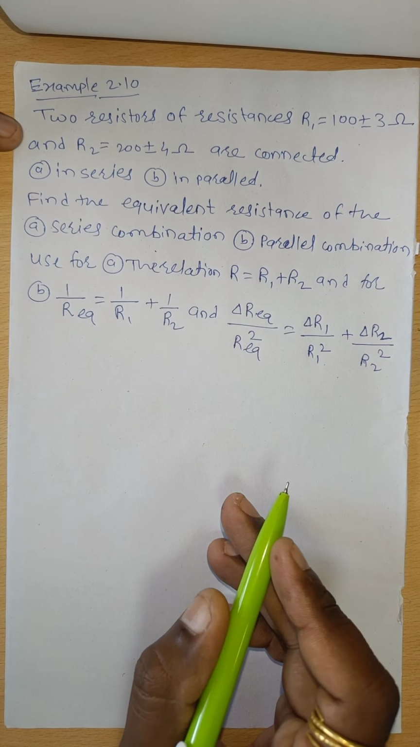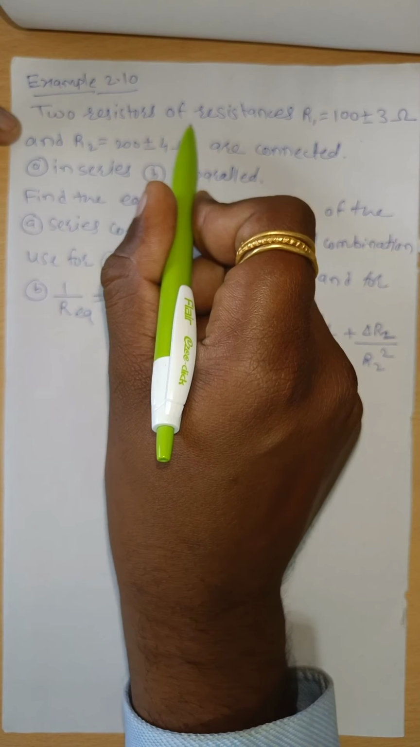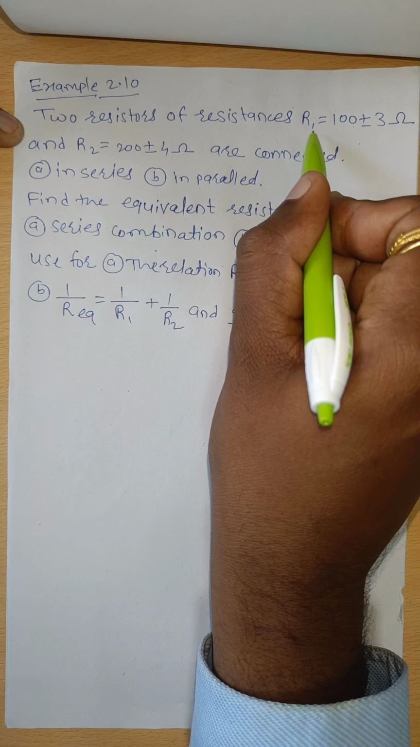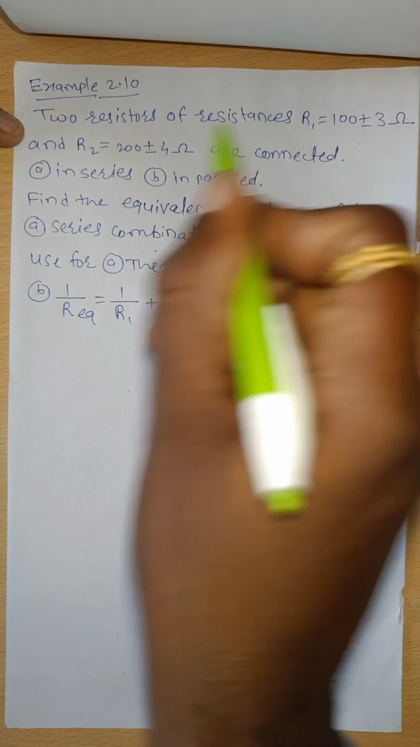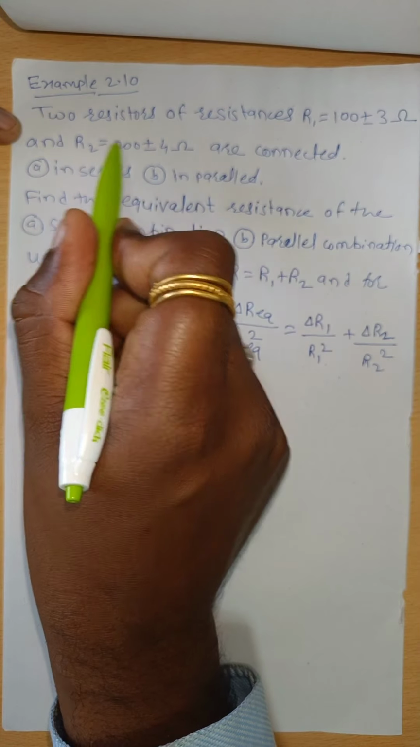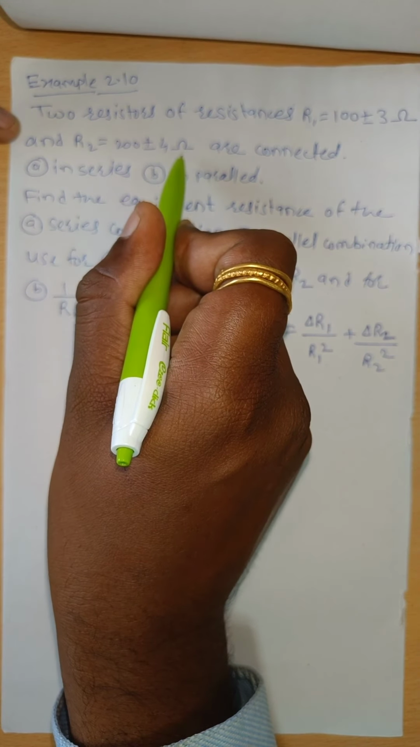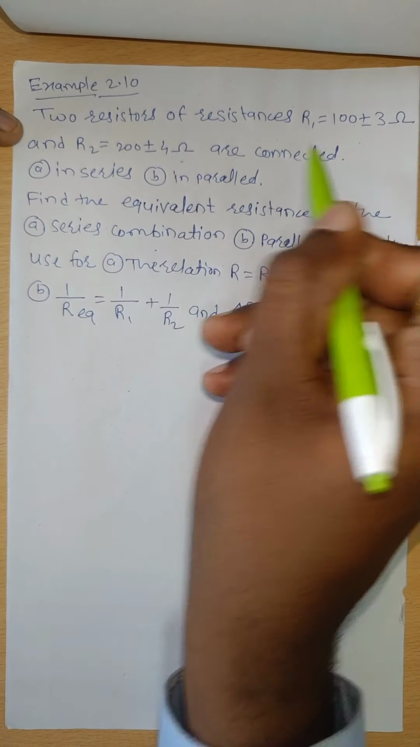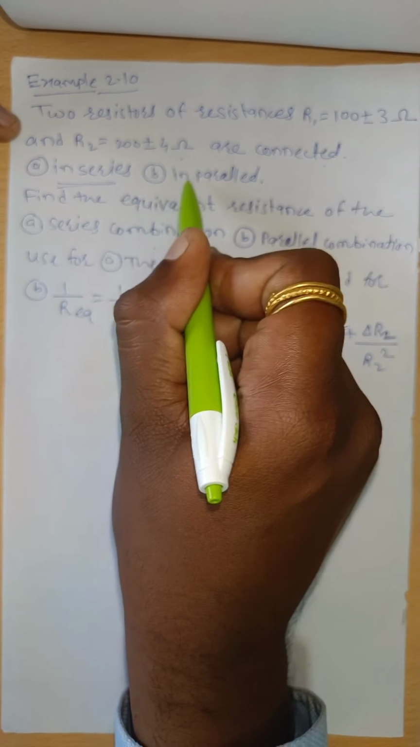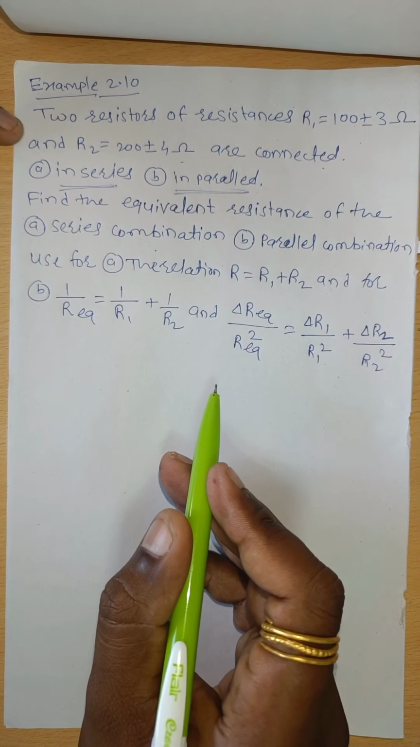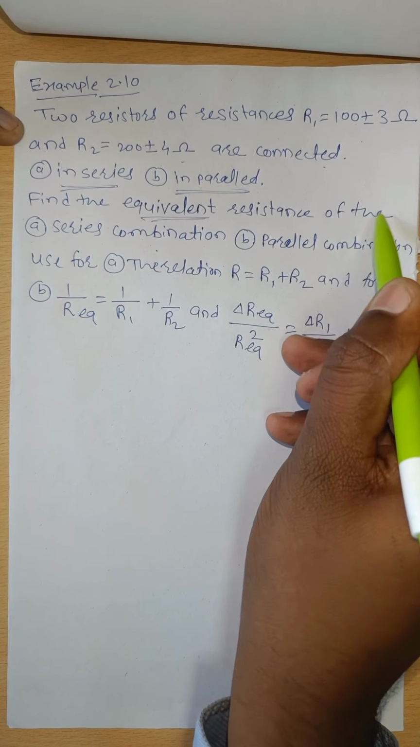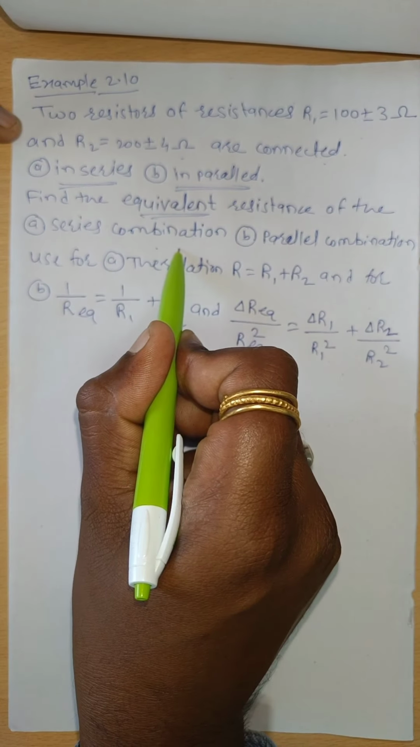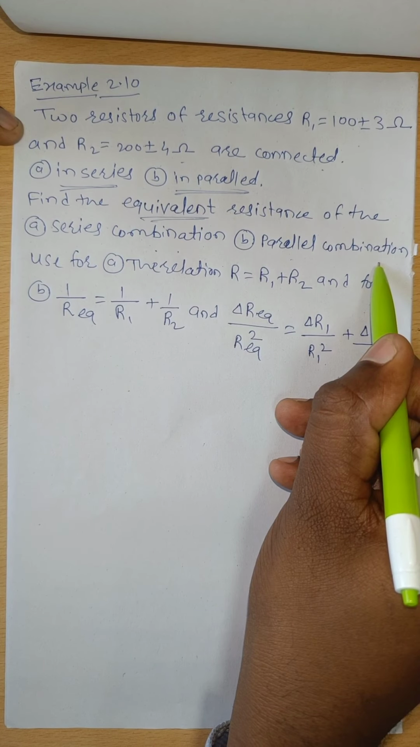Next, example 2.10. Two resistors of resistance R1, which is equal to 100 plus or minus 3 ohms, and resistance R2, which is equal to 200 plus or minus 4 ohms, are connected in series and connected in parallel. Find the equivalent resistance of the series combination and parallel combination.